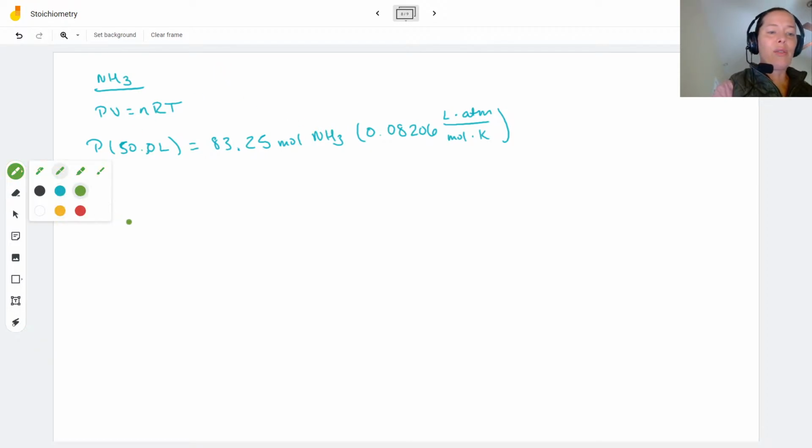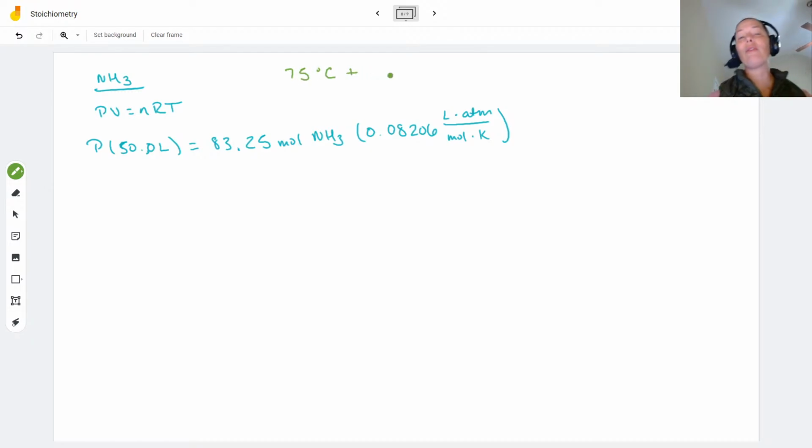So let me put this in green because I'm going to need this again. So I have 75 degrees Celsius. How do I convert this to Kelvin? You add 273.15. Okay, 273.15. So my temperature is 348.15 K. When you use the ideal gas law, you are always, always, always going to convert to Kelvin.